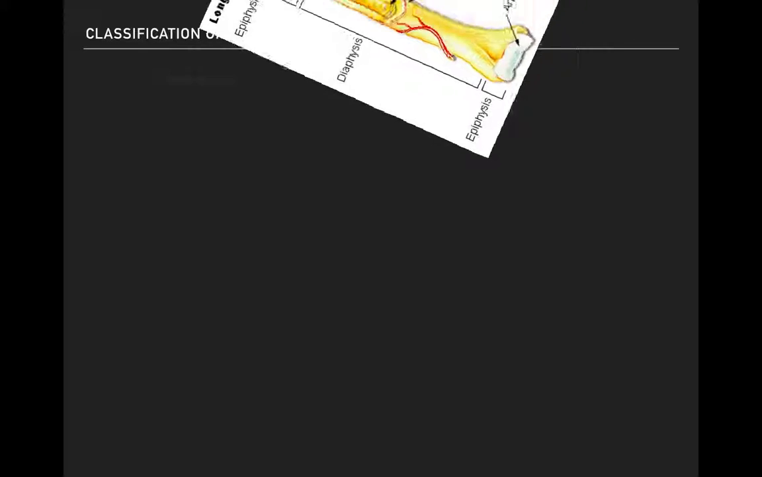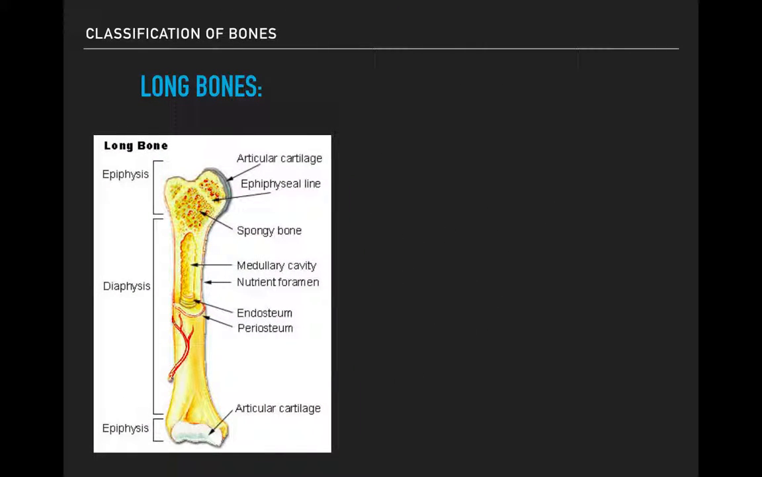Long bones have greater length and width. They have a different structure to the other bones within the body. Long bones include all the limb bones apart from the patella, tarsals and carpals, and the clavicle.